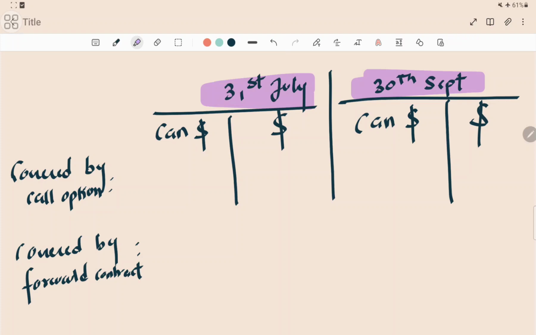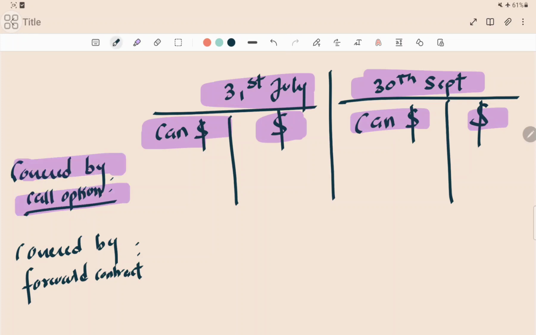My different currencies involved are Canadian dollar and dollar equivalent, which I'll make using the strike price. Okay, that is given to me, and Canadian dollar and dollar for each July and September. Now we just discussed covered by call option. How much is covered by call and how much by the forward rate?